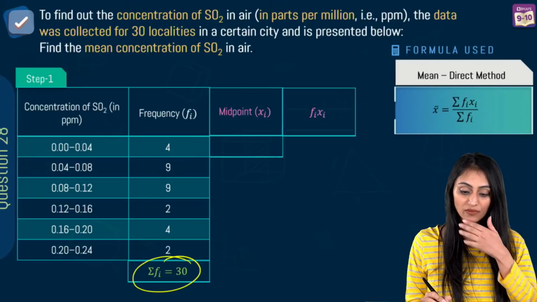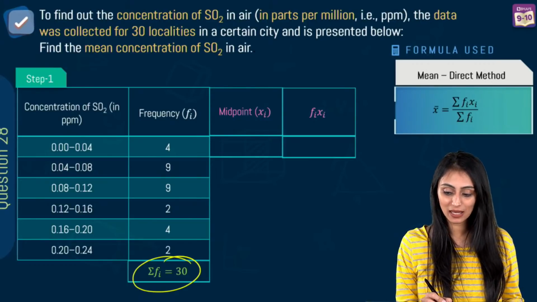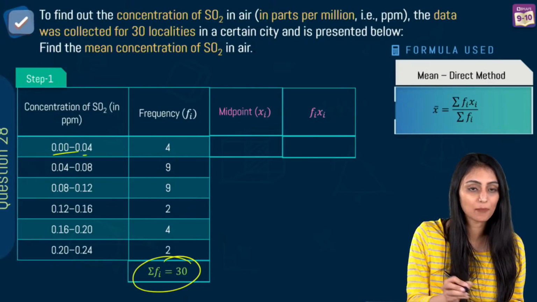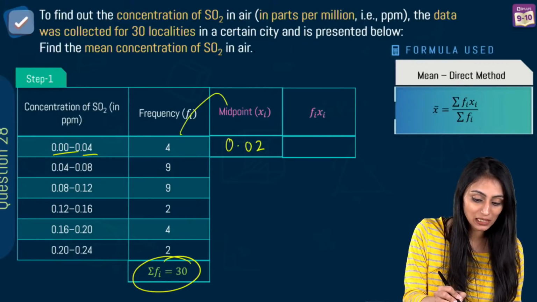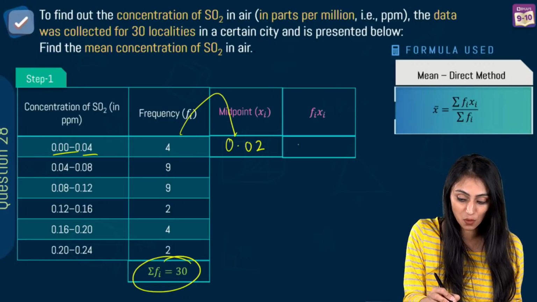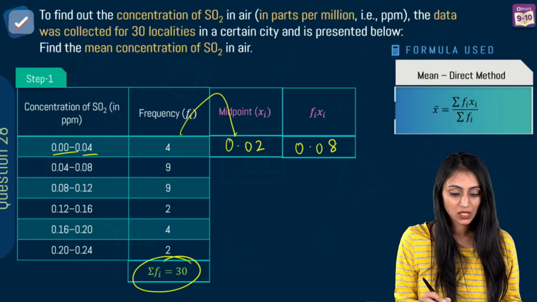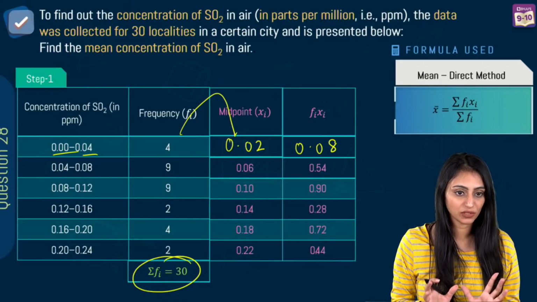When we are finding the mid values over here, the xi, right? Which is lower limit plus upper limit by 2. What will we get here? We will get 0.02. When I multiply this with Fi, that means 4, that's going to be 0.08. So in a similar manner, you fill it for each one of them.